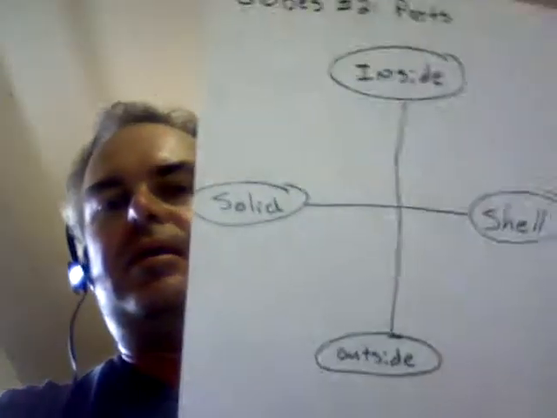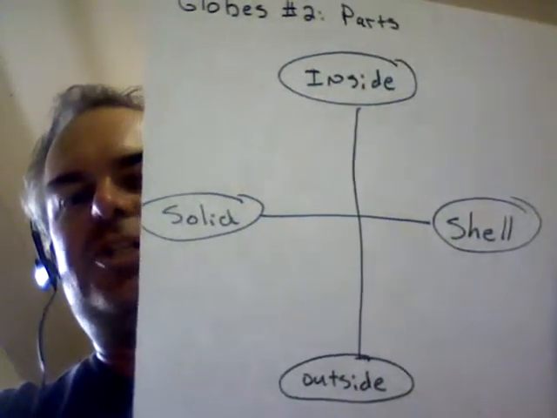This video is all about globes. Globes are your basic shell of protection, your circle of protection. That's just a small bit of what it could be used for. You have four parts to your globe. You have the inside, your outside, the shell, and the solid center.